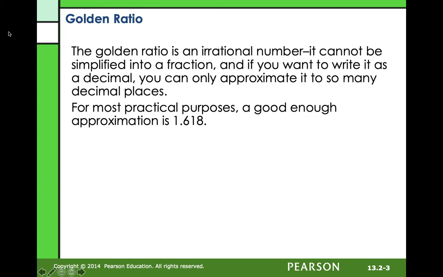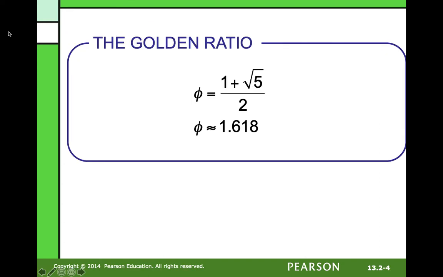The golden ratio is an irrational number, so think of it in terms of pi, or Euler's number e. It goes on forever and cannot be written as a fraction. Most times you can just use the decimal approximation. If you're wondering what that was, I've got that there for you. It's approximately 1.618. If you wanted to know the exact value, here is that golden ratio.